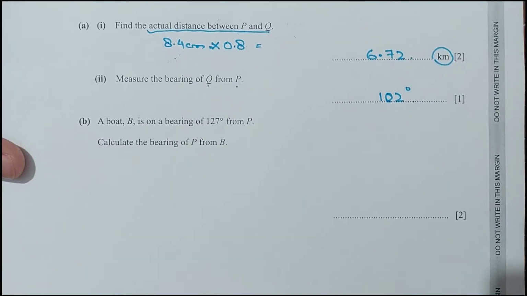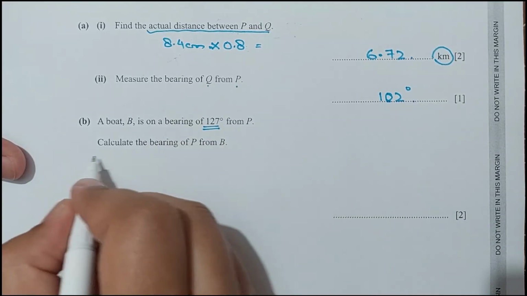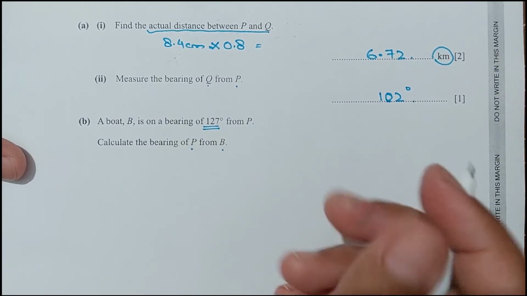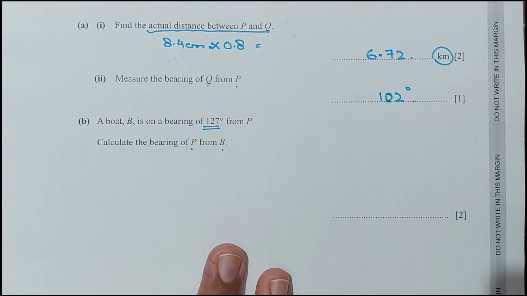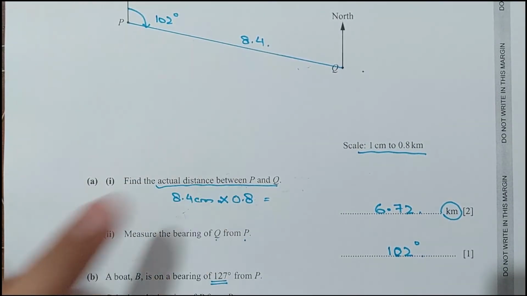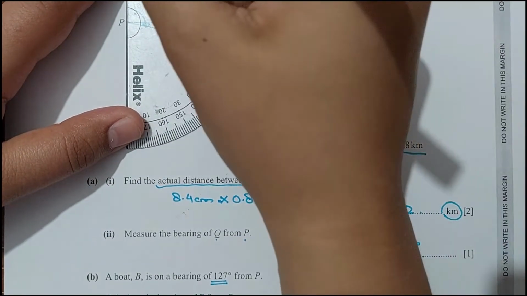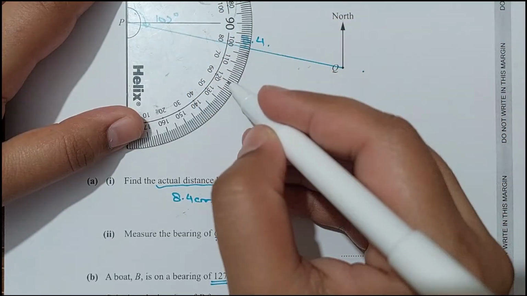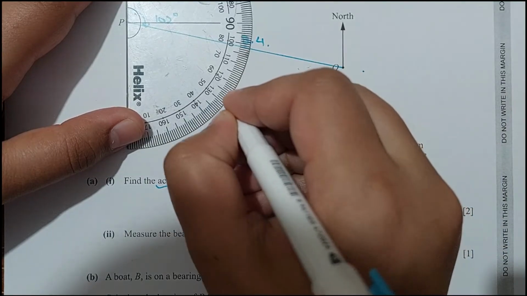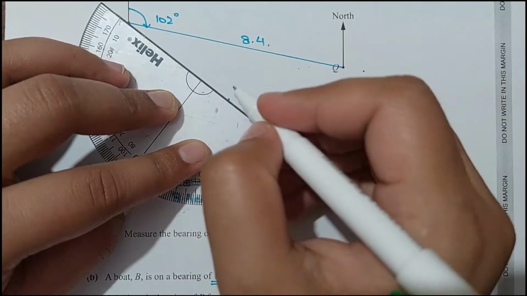Now for part B, a boat B is on the bearing of 127 degrees from P. Calculate the bearing of P from B. So from P to B, the bearing is 127. Where is the 127 bearing? This is from 10 to 90, 120 and 127. 127 is over here. This is the boat B.